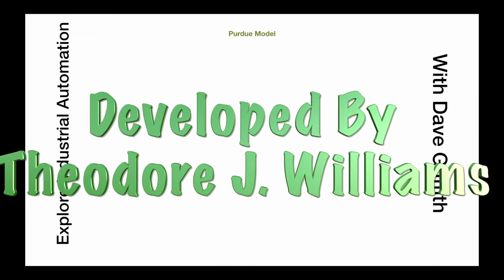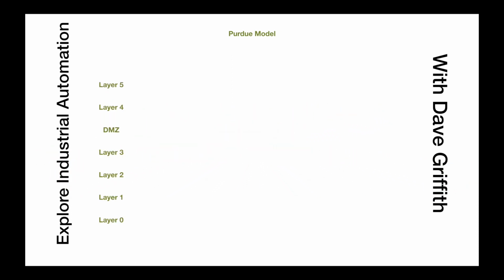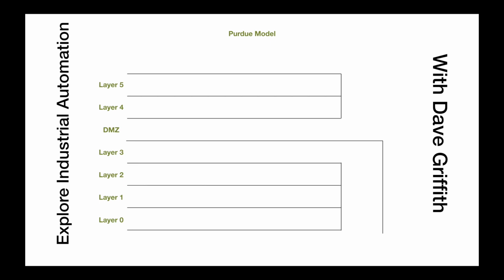Jumping on to the Purdue Model. The Purdue Model is from Purdue University. There are 7 layers, starting at layer 0, ending at layer 5, with a DMZ in the middle. Confused yet? No? Let's see what we can do.